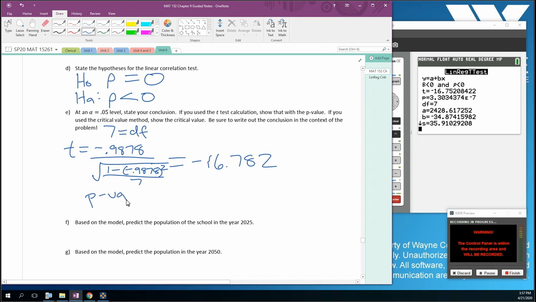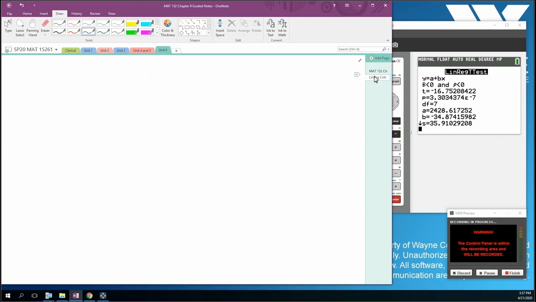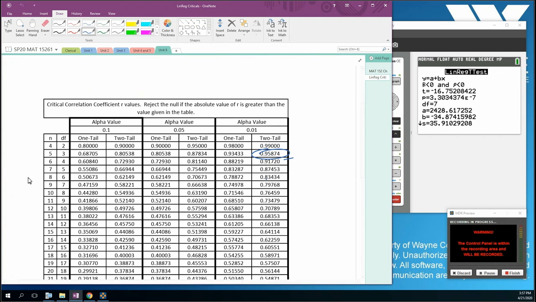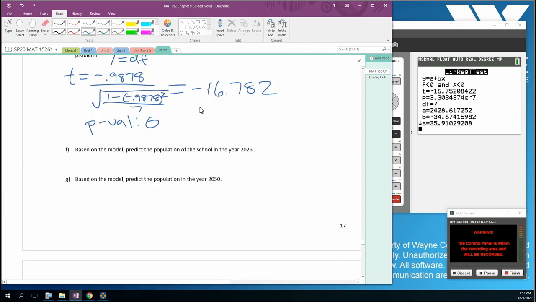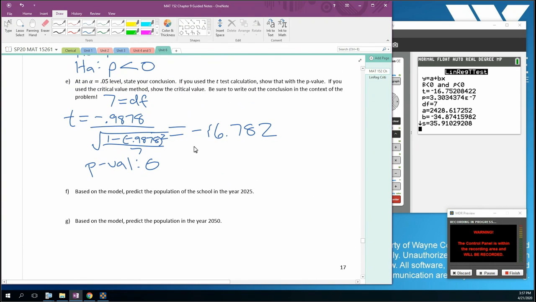Now, if we go to alpha equal to 0.05, and we have a critical value, let's see, the degrees of freedom is 7. It needs to be 0.58 or higher. So basically, we reject the null. We do have evidence of a linear relationship between enrollment and years.